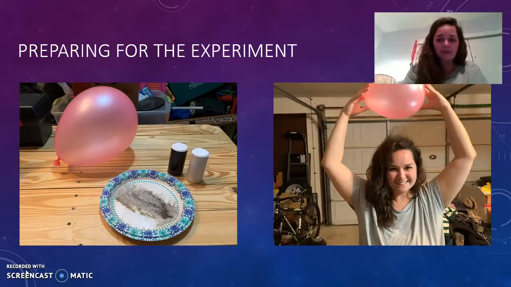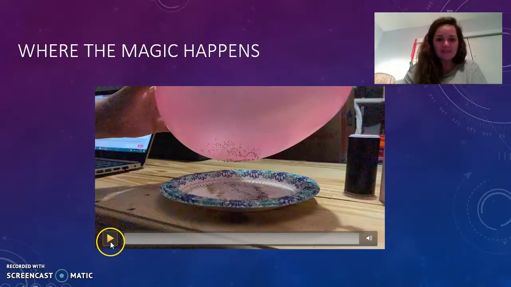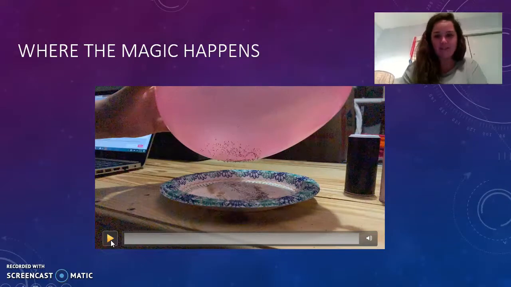I started out by blowing up my balloon and mixing together salt and pepper on a plate. I used the balloon and rubbed it against my hair to create the static electricity. When I did this, the balloon, which is made out of rubber, became negatively charged. So it had that static electricity and now is negatively charged. So the next step is going to be to hold the balloon over the plate of salt and pepper and see what happens. So I took a video and I'm going to show you a couple of seconds of that video.